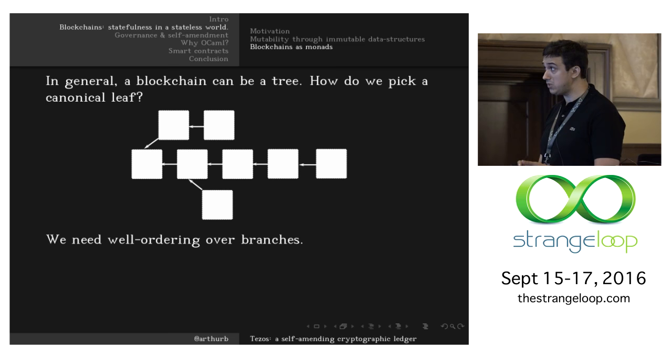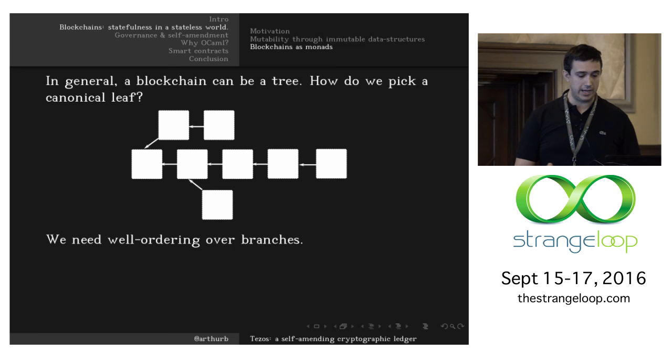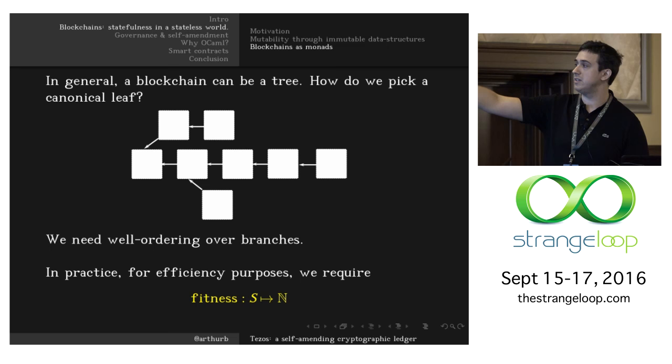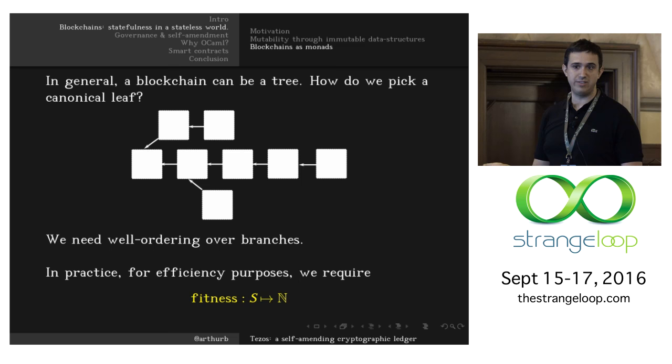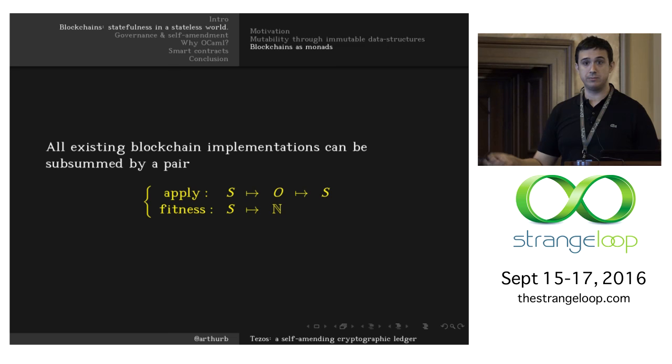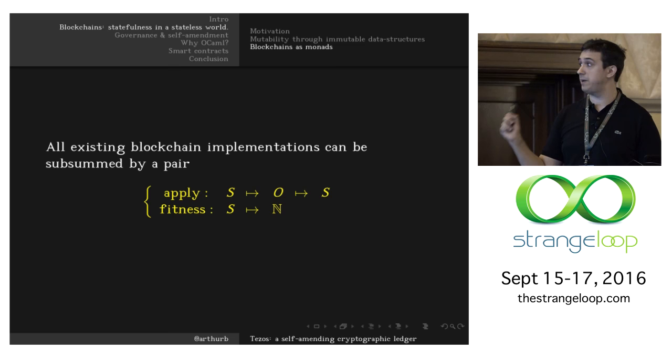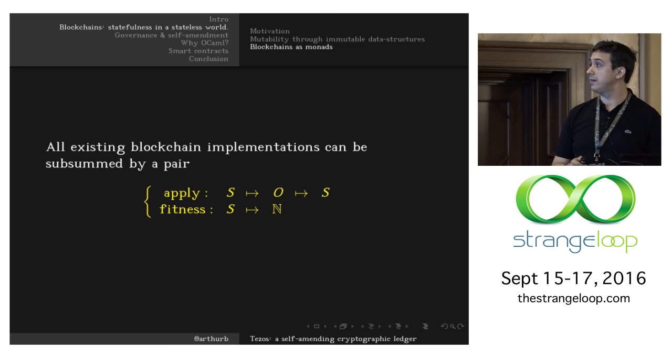So what we do in Tezos, and in general in this talk, we're going to simplify this a little bit, and we're going to require something a little stronger. We want a fitness function which goes from the state and gives you a fitness score, which is going to be an integer. So for example, I'm going to look at one leaf, and I'm going to ask this leaf, what is your score? And I'm going to ask that of another leaf, and I'm just going to pick whichever leaf has the highest score. OK, so all existing blockchain implementations, Bitcoin, Ethereum, Zerocash, you take whatever you want, can all be subsumed by this pair. Apply takes a state, takes an operation, gives you a new state. And fitness takes a state and gives you a score.